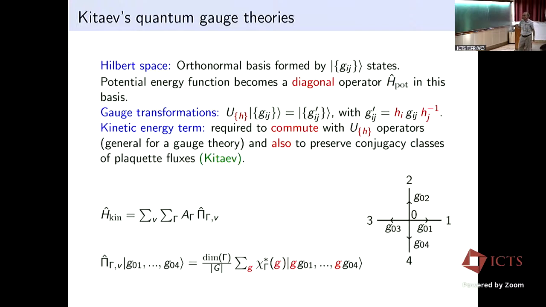So I hope that most of you are familiar with this idea. If you have a group G, it has irreducible representations. And if you know what are called the characters of the irreducible representation, that is the trace of the operator that represents the group element, you can build the projectors. And what is nice is that by construction, they commute with all the local gauge generators.